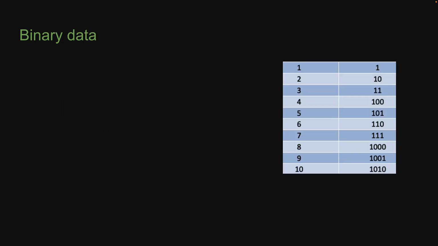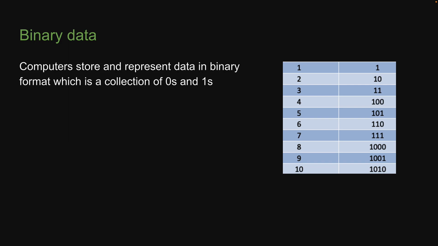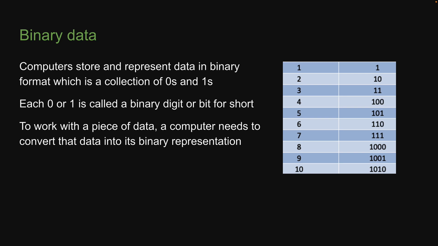To understand what is a character set, let's first understand what is binary data. Now, computers store and represent data in binary format, which is a collection of zeros and ones. On the right, you have a list of the first 10 numbers represented in binary. Here, each zero or one is called a binary digit or bit for short. To work with a piece of data, a computer needs to convert the data into its binary representation. For example, to store the number 4, a computer needs to convert 4 to 100.